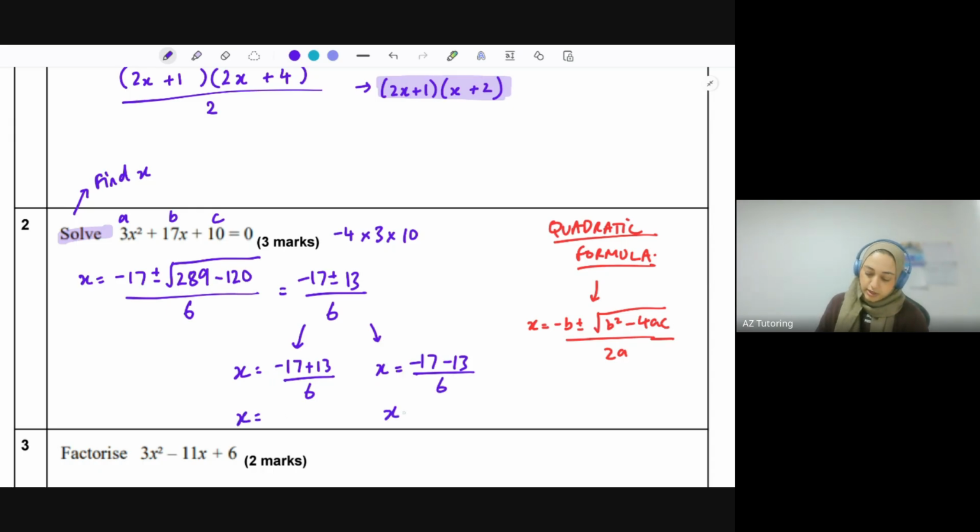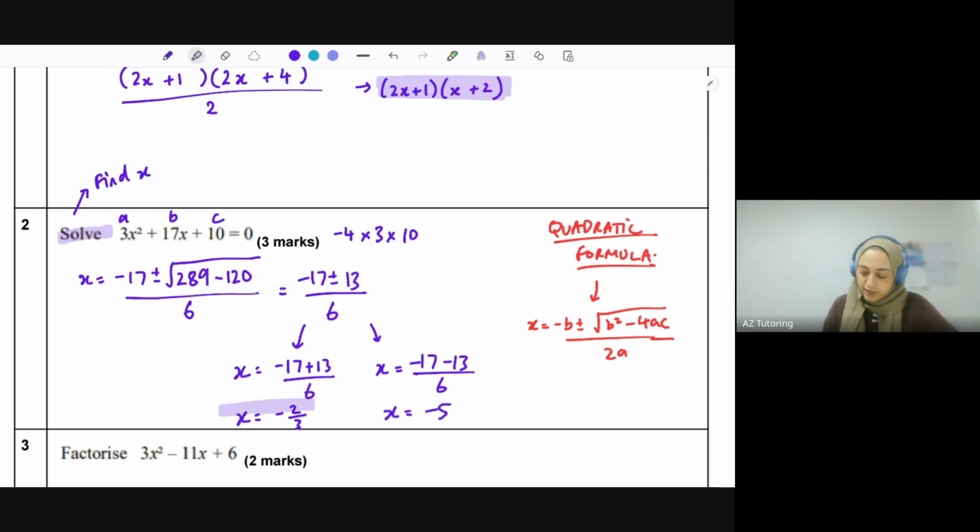So putting that in the calculator, minus 17 add 13 divided by 6 gives me minus 2/3. I will leave that as a fraction. I wouldn't change that to a decimal because it continues forever and it's not accurate. And then minus 17 minus 13 divided by 6 gives me minus 5. So that's your final answer.